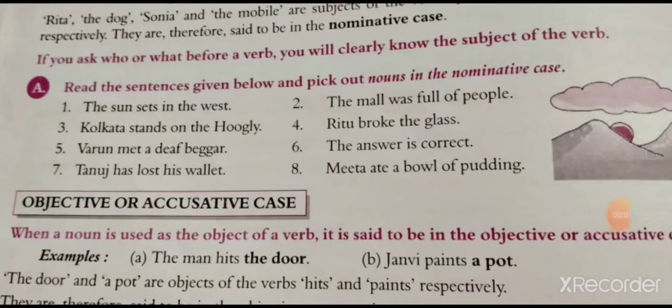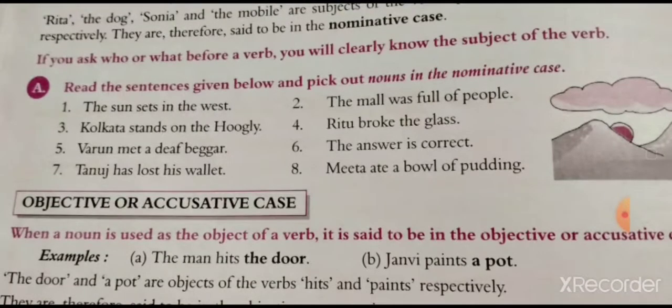In this exercise, which is in chapter number 5, Nouns: Case, exercise A, read the sentences given below and pick out nouns in the nominative case. Here you already know what the nominative case is. First, the sun sets in the west. Second, the mall was full of people. Third, Kolkata stands on the Hooghly.